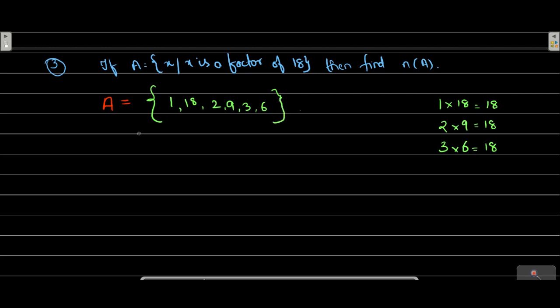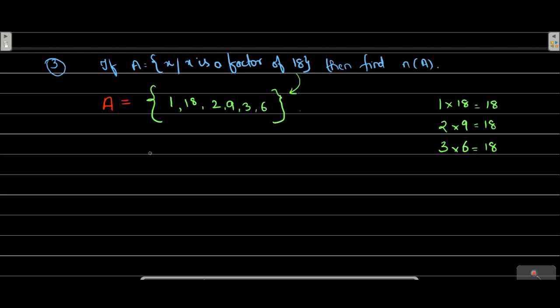factors of 18. Now he did not just ask us to find the roster form, he has asked us to find the n of A. So n of A we cannot directly make out from this. So what we have done, we have converted it into roster form. Then now we will find n of A.